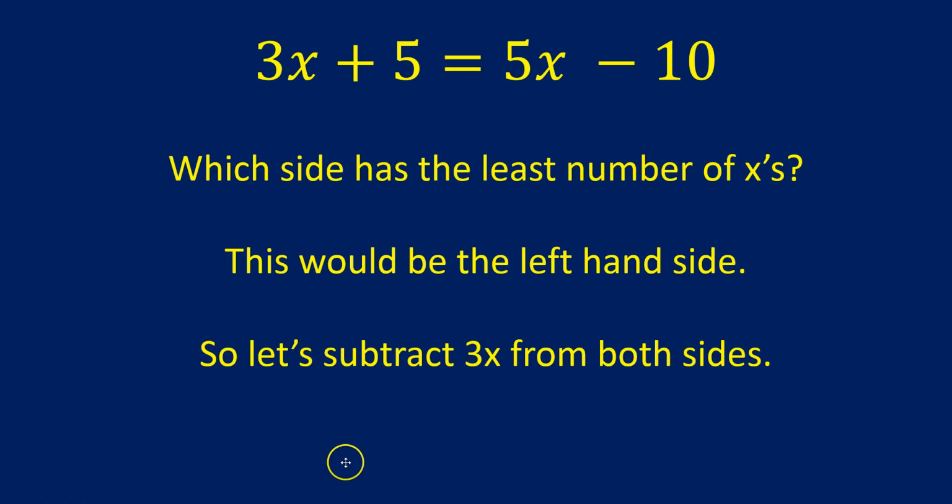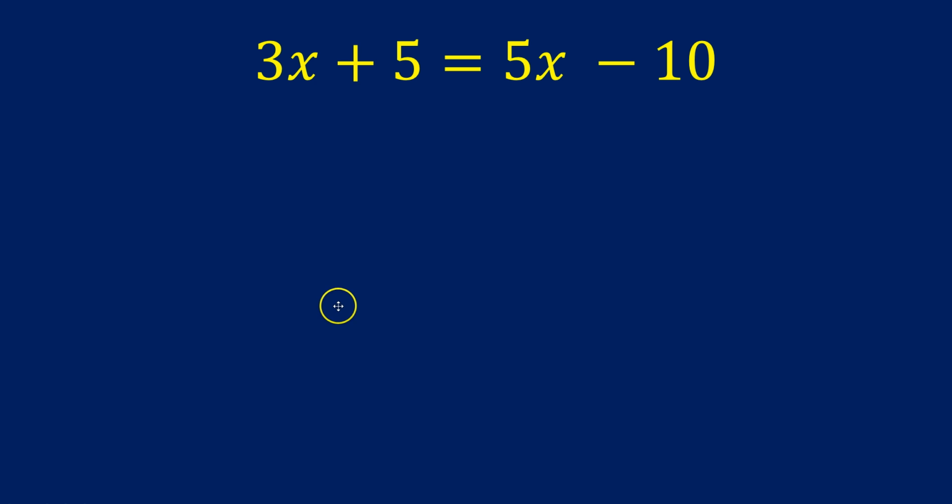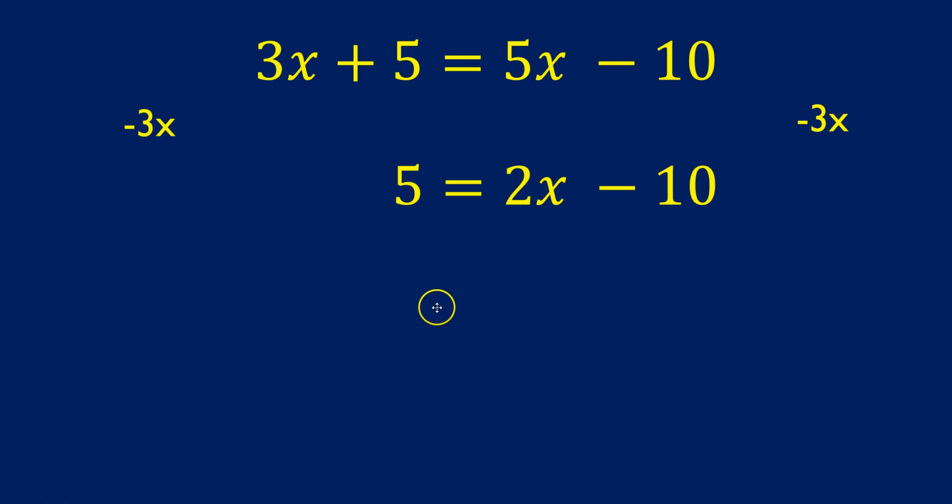So I take 3x off the left hand side. I've not done anything with the numbers, I've not done anything with the 5. And yet again, I'm going to take 3x off here. I'm not doing anything with the minus 10, so I'm just looking at the x's at the moment. So if I have 3 x's and I take 3 of them away, I'm left with none of them. So on the left hand side, I just have a 5.